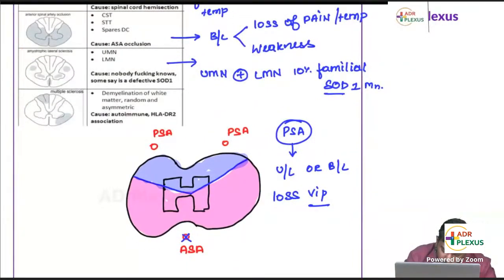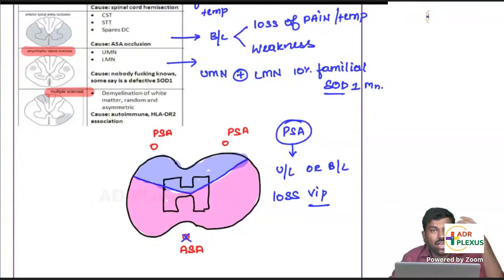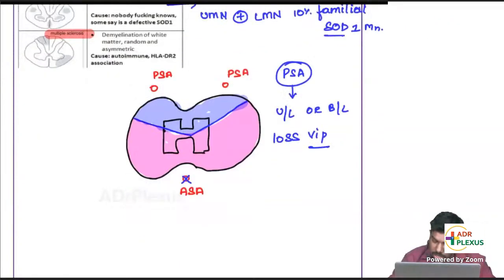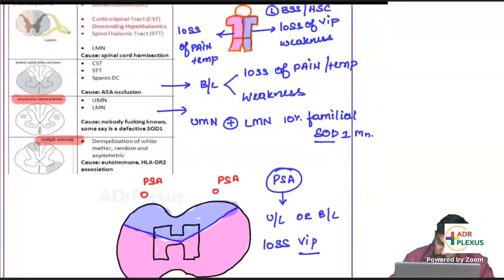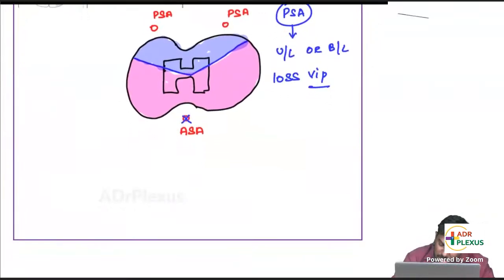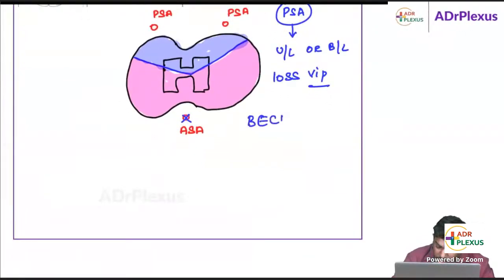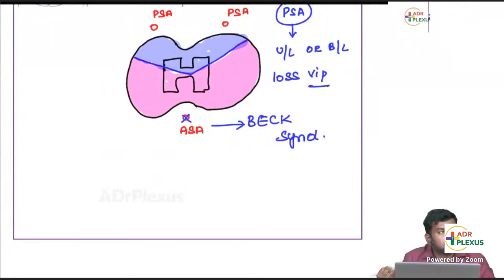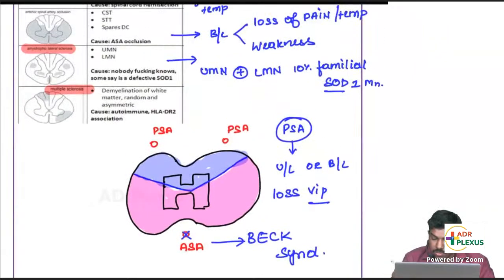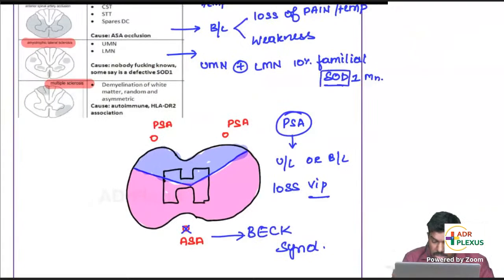Then multiple sclerosis. Multiple sclerosis is demyelination of the white matter of the central nervous system. It is going to involve the upper motor neuron fibers. The syndrome name here, someone has already put in the chat box, it is Beck syndrome.